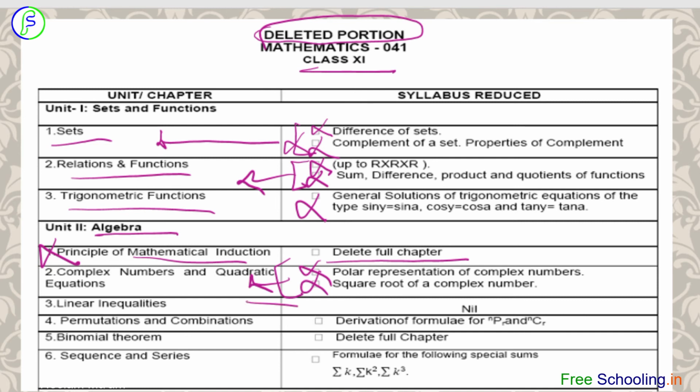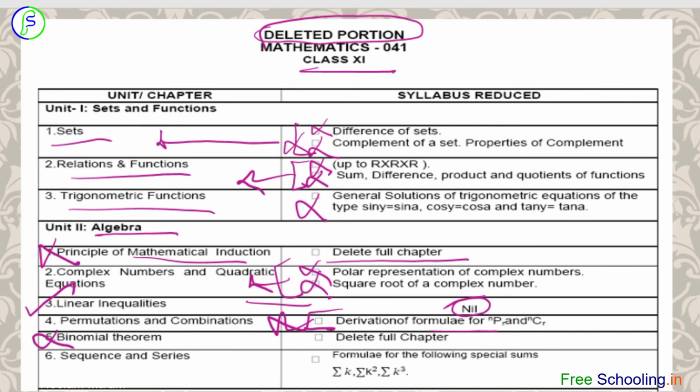Linear inequality, nil. We'll study the whole chapter here. Nothing, they have not deleted a single topic even. Permutation and combination, यहाँ पर आपका आ जाएगा derivation of the formula, ये will not be studied at all. Binomial theorem, they deleted the full chapter, we will not do it at all. So आपका principle of mathematical induction and binomial theorem will not be done.